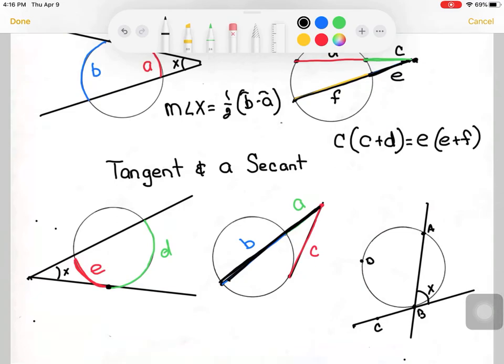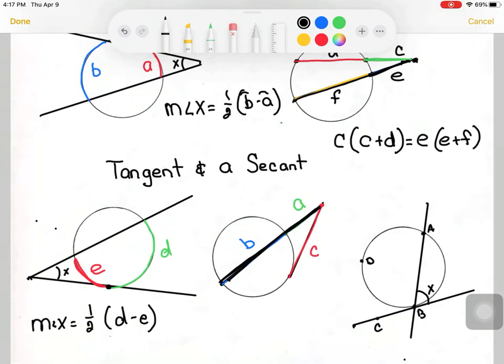So let's look at the relationship. Let's say we have a tangent and a secant. If we have a tangent and a secant, to find x is the exact same way. The measurement of angle x equals 1/2 of my major arc, which is D, minus my minor arc. Exact same thing.